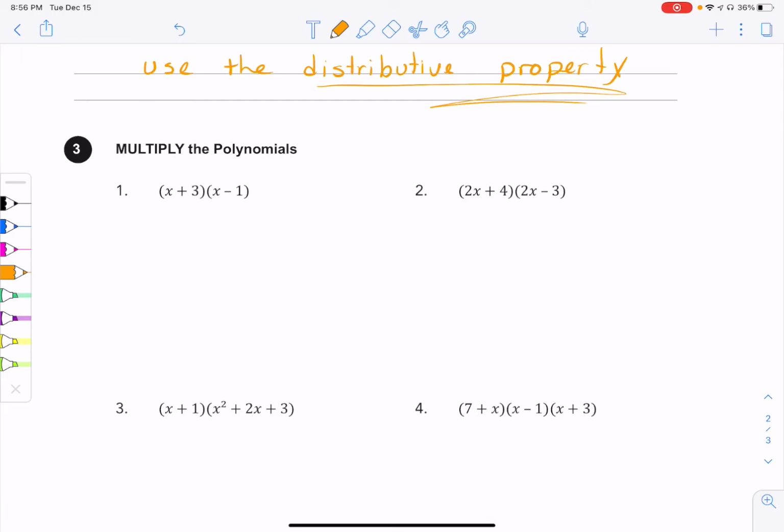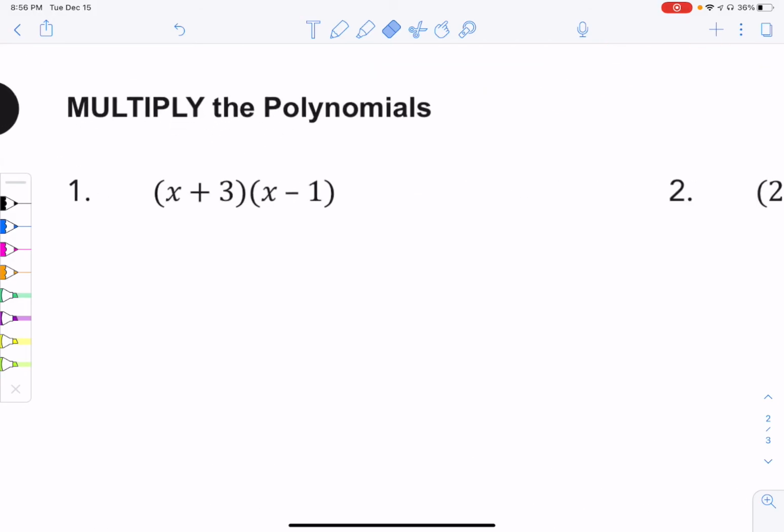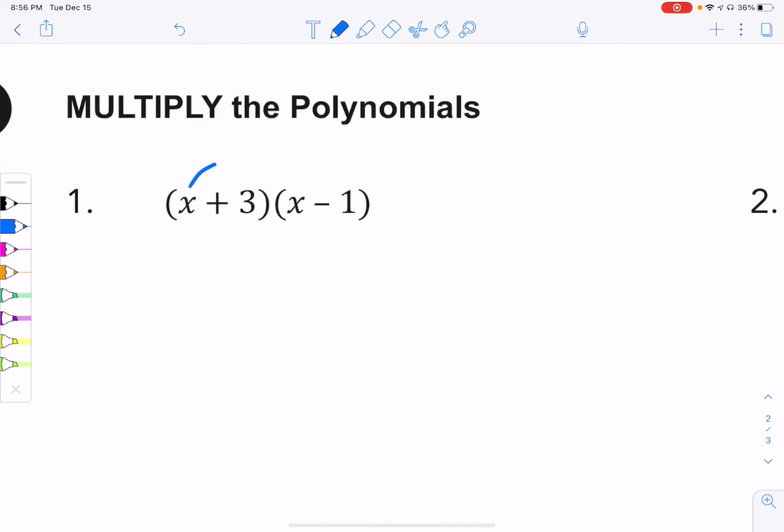Number 1, x plus 3 times x minus 1. The distributive property requires you to multiply the first term to both terms in the second set of parentheses and do the same thing with the second term.